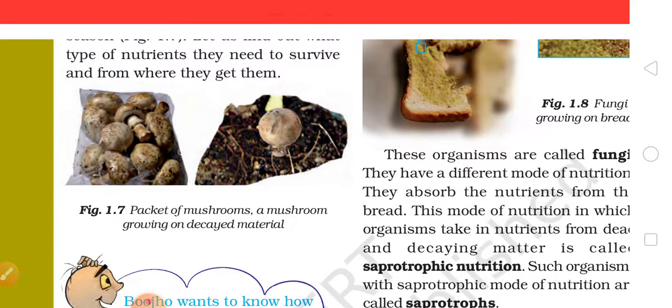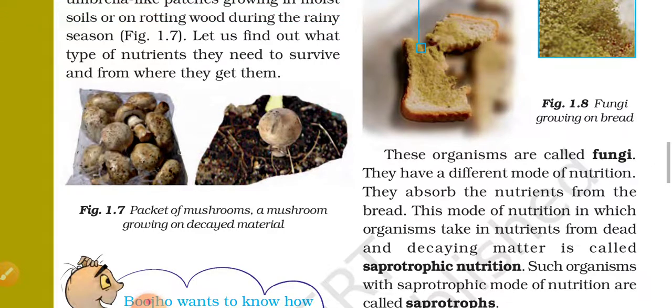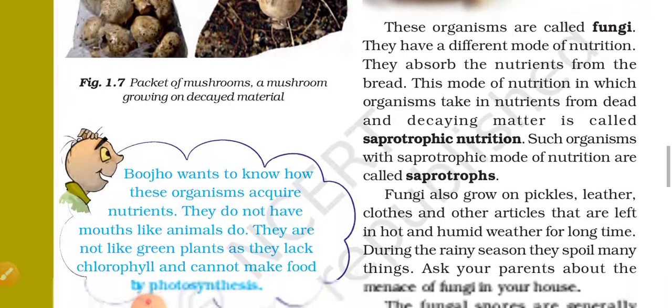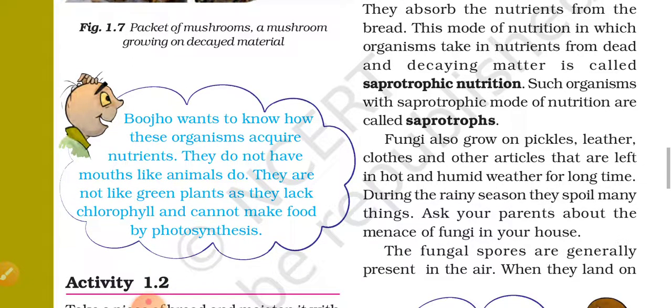These organisms are called fungi. They have a different mode of nutrition. They absorb the nutrients from the bread. This mode of nutrition, in which organisms take in nutrients from dead and decaying matter, is called saprotrophic nutrition. Such organisms with a saprotrophic mode of nutrition are called saprotrophs.